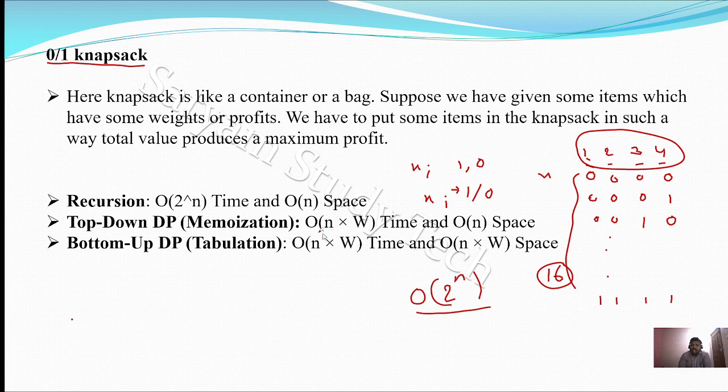Here n is the number of objects and w is the total weight, the bag capacity. So you can solve this problem this way. 0/1 knapsack means the object is not divisible, whereas in the fractional knapsack problem the object is divisible and we can take the fractional part also. But in the 0/1 knapsack problem, the objects are like a washing machine, fridge, or microwave oven. You cannot take a part of that object.